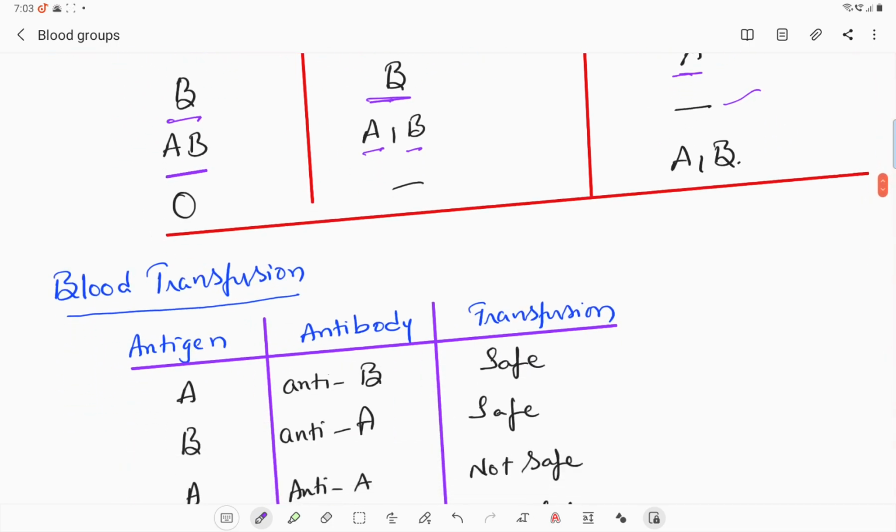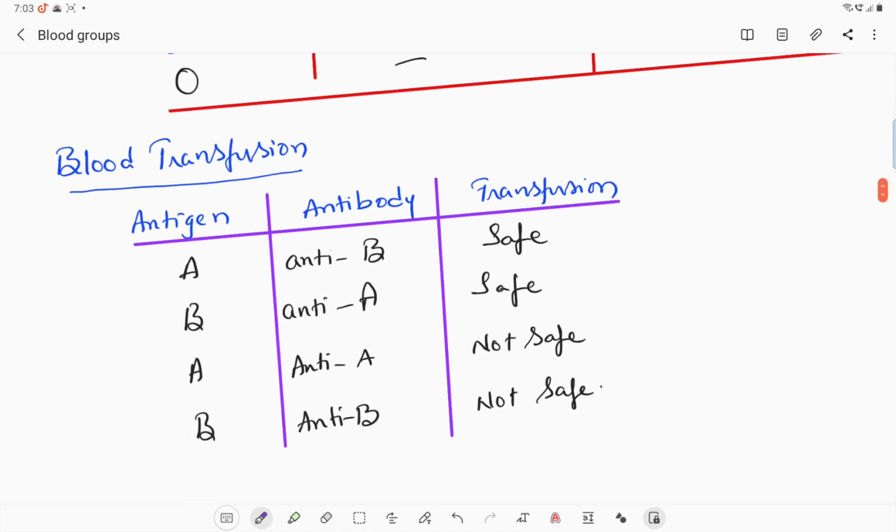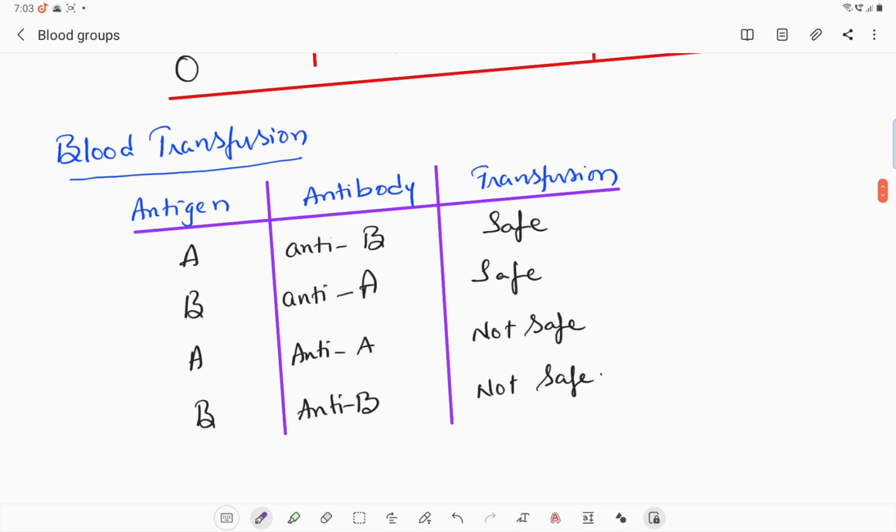Next one is blood transfusion. During blood transfusion, what are the compatible blood groups? Let us see. If antigen A is present and antibody B is present, the transfusion is safe. Similarly, if antigen B is present and antibody A is present, the transfusion is safe. But antigen A with antibody A, the transfusion is not at all safe. Similarly, antigen B with antibody B, the transfusion is not at all safe.